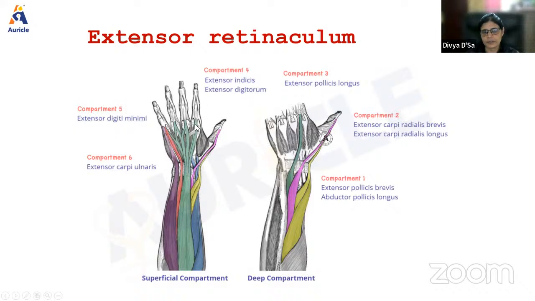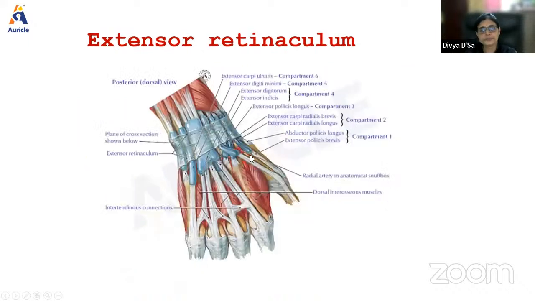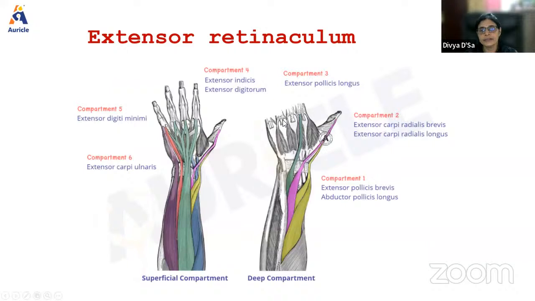Then the 4th compartment has extensor indicis and extensor digitorum along with 2 nerves. This is asked as an MCQ and also as a spotter question, so the 4th compartment structures are important: extensor indicis, extensor digitorum, posterior interosseous nerve and anterior interosseous artery. So we see 4 structures within the 4th compartment. The 5th compartment is extensor digiti minimi, and the 6th compartment is extensor carpi ulnaris.